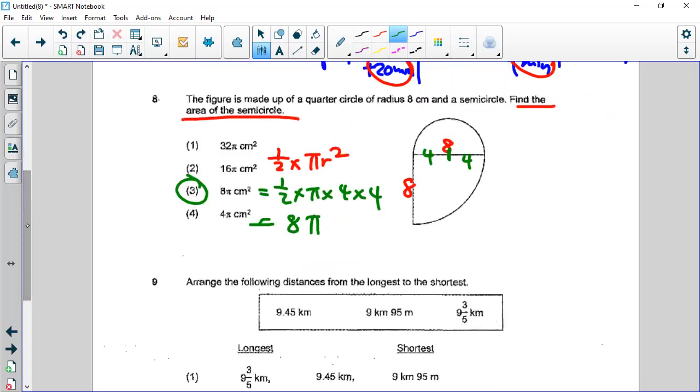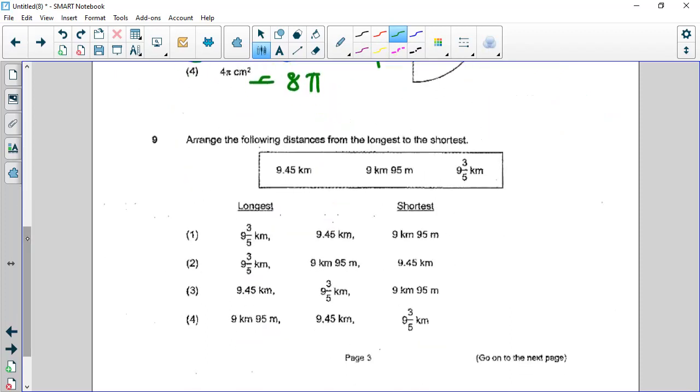Let's go to question 9. Arrange the following distances from the longest to the shortest. Now you cannot compare the numbers. You have to change them into all whole numbers. Then you can compare. So how do you change into whole numbers? 9.45 kilometers is how many meters?